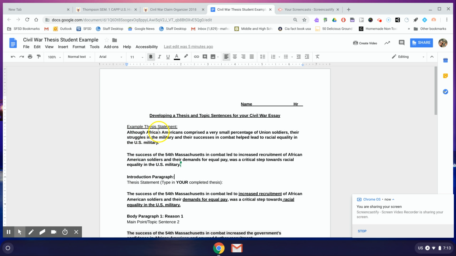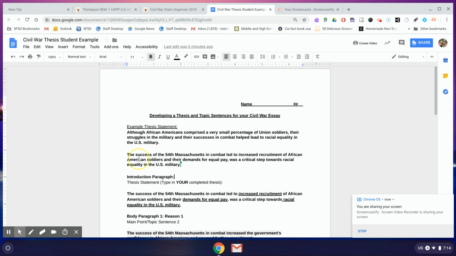The first one is what we call an analysis style thesis statement. It starts this way. Although African Americans comprised a very small percentage of Union soldiers, their struggles in the military and their successes in combat helped lead to racial equality in the U.S. military. You kind of start with the opposite view, with the although, and then you state your view. That's the basis of an analysis style thesis, and it's a little bit more complex.